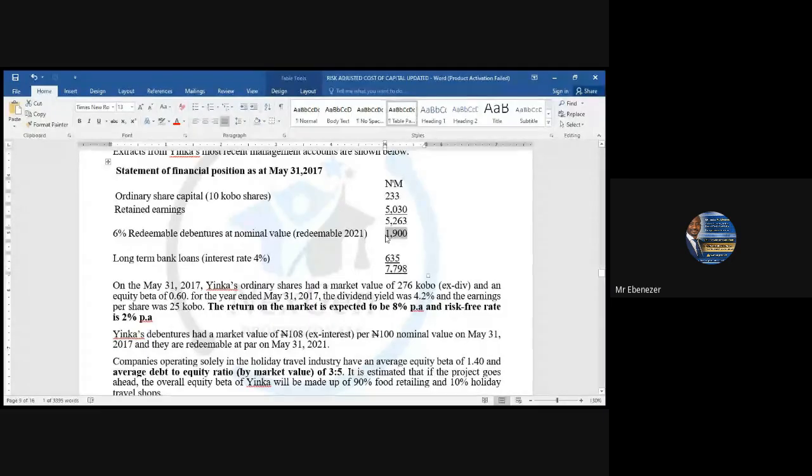If you look at it, this will be the value divided by the nominal value times the market price. This is the debenture class, so 1,900 divided by the nominal value, which is 100, times the market value as interest. The market value as interest is 108.